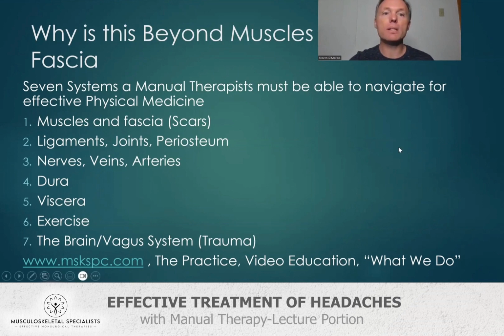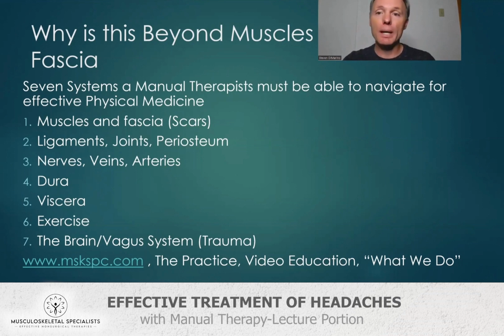There are 7 systems that a manual therapist must be able to navigate to be an effective practitioner. So you have muscles and fascia as one of those systems. You have to be able to work the ligaments, joints, and periosteum. Now, I know that all of these are fascia, your whole body's fascia. But what we're talking about is splitting these up. When I'm talking about muscles and fascia here, I'm talking about muscle contractions, the neurological contraction of a muscle.